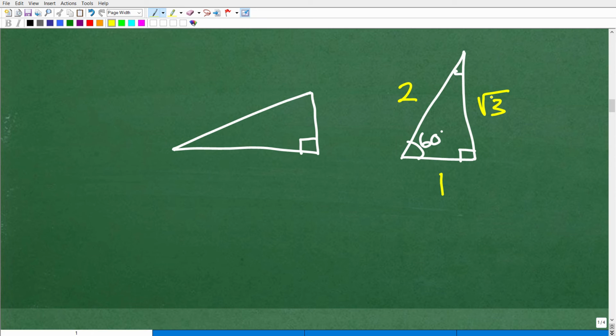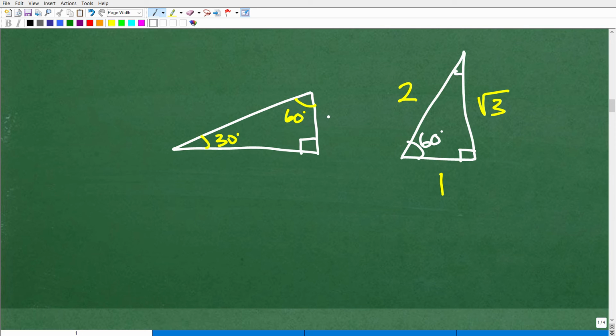Now again, if you're not up to speed on 30, 60, 90 right triangles, you need to be, because they are extremely important. All right, so if you have your 30 degrees here and your 60 degrees here, we still have to be very aware of what's going on.